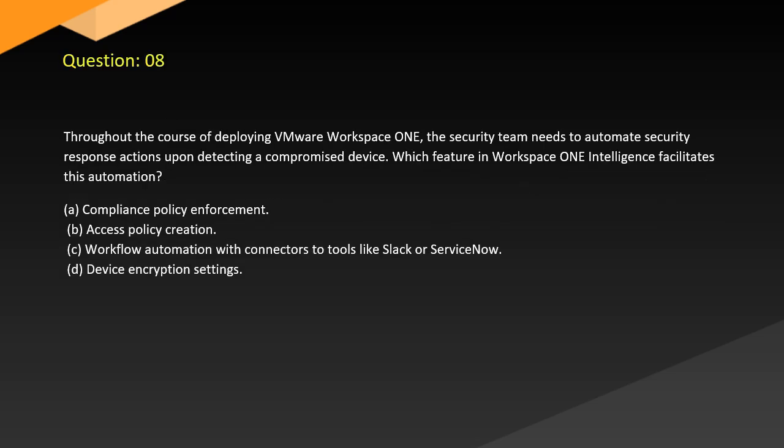Question 8. Throughout the course of deploying VMware Workspace ONE, the security team needs to automate security response actions upon detecting a compromised device. Which feature in Workspace ONE Intelligence facilitates this automation? A. Compliance policy enforcement. B. Access policy creation. C. Workflow automation with connectors to tools like Slack or ServiceNow. D. Device encryption settings.